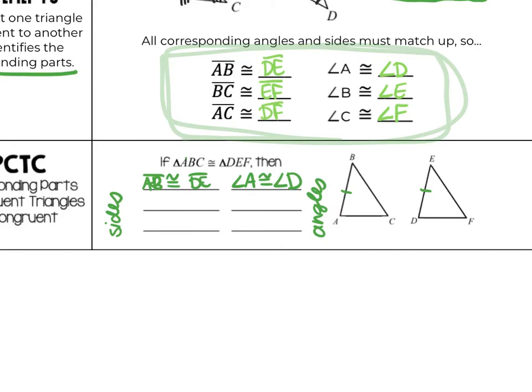All right, and I would mark that over here. Angle 1 gets one swoop, or angle A gets one swoop. Angle D gets one swoop. All right, so you guys take a pause and try to name the other sets of congruent sides and angles.